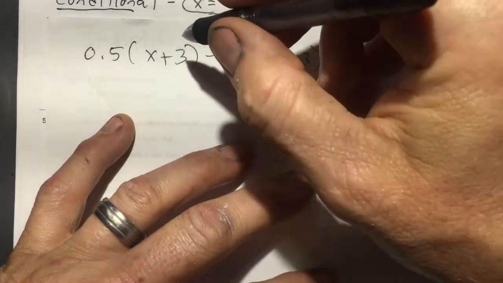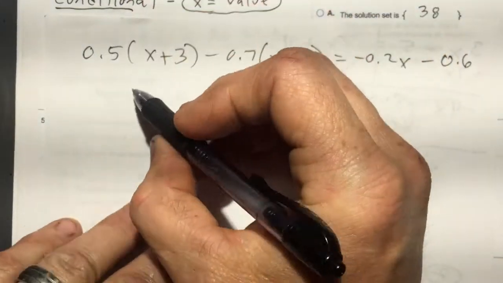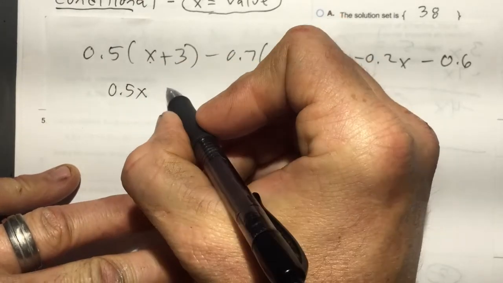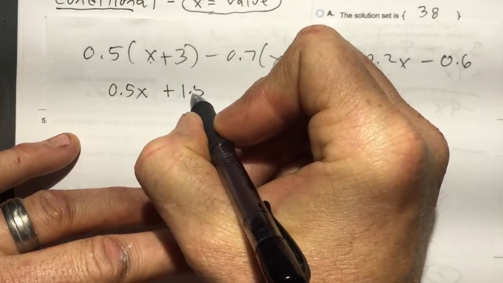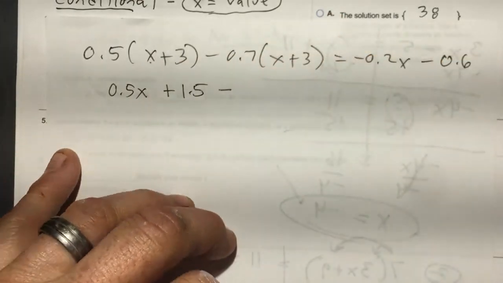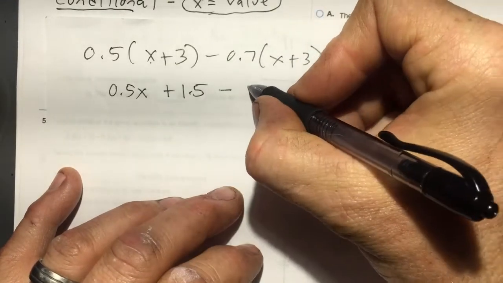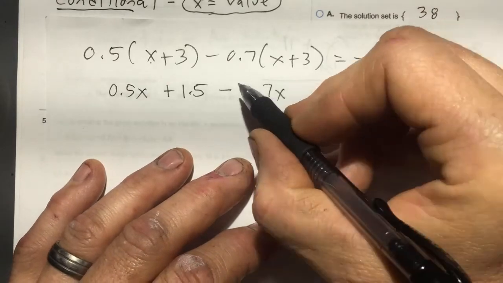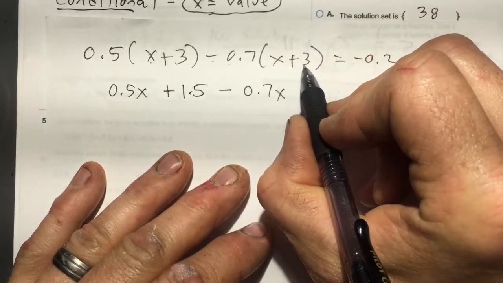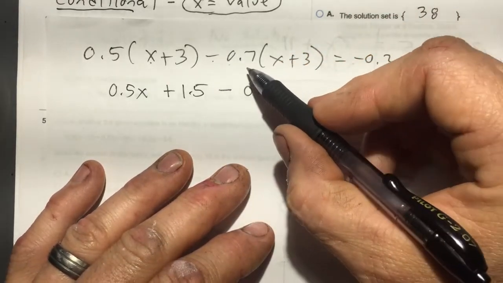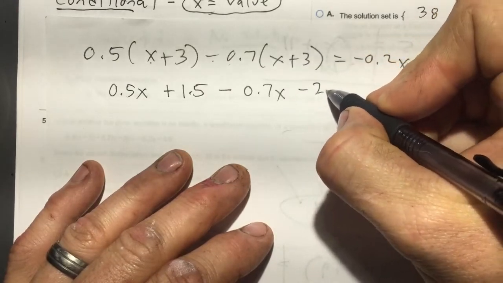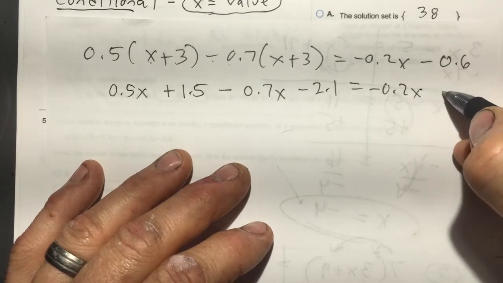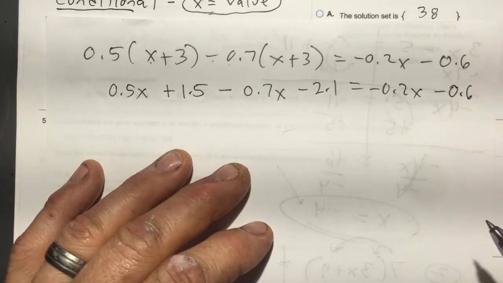So we've got two distributes to do here. 0.5 times x is 0.5x, and 0.5 times 3 is 1.5. Then I've got negative 0.7 times x, and negative 0.7 times 3. Now that's negative 0.7 times both of these, so it's going to be negative 2.1. Over here, no like terms.